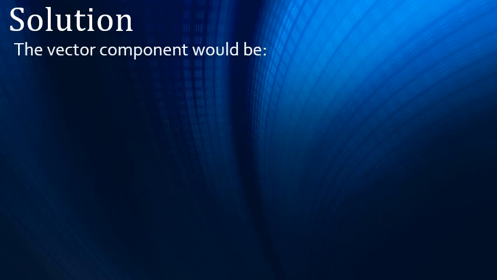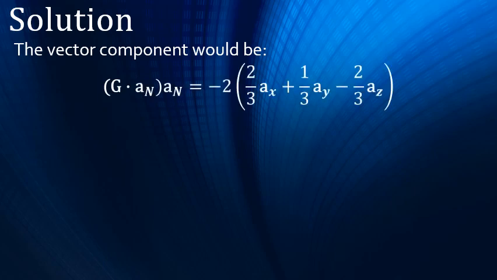Kuha yung vector component, i-multiply lang natin yung scalar component dun sa mismong unit vector kung saan siya directed. Yan. So nakuha na natin kanina itong G dot an, which is negative 2. I-multiply lang natin sa mismong an na given. Then, distribute lang. Then, yan na yung vector component.